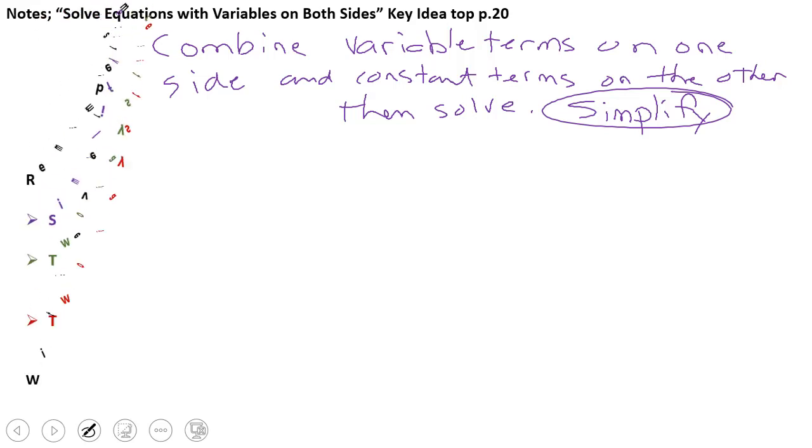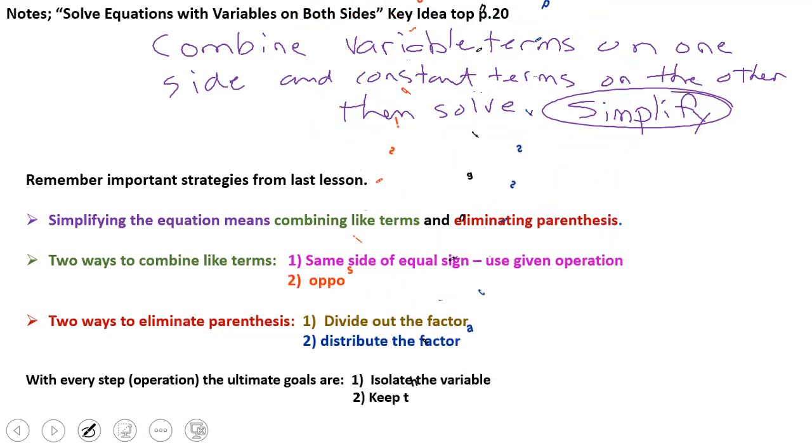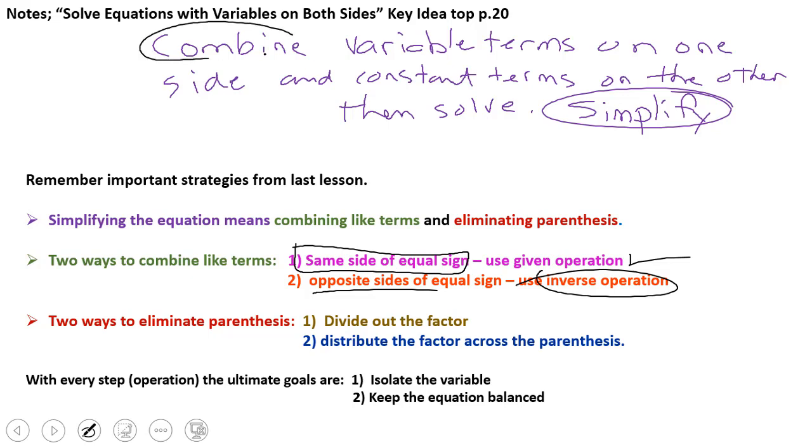So let's quickly go over what we talked about in our last lesson. Simplifying the equation: combine like terms or eliminate the parentheses. Two ways to combine like terms. When they're on the same side, we use the given sign. If they're on opposite sides, we use the inverse operation, the opposite. Two ways to eliminate the parentheses: divide out the factor, which we saw a little bit of, but mostly we're going to distribute that factor across the parentheses. And we're always keeping in mind our ultimate goal: to isolate the variable and keep the equation balanced. Isolating the variable says get the variable on one side and everything else on the other. It's all connected.